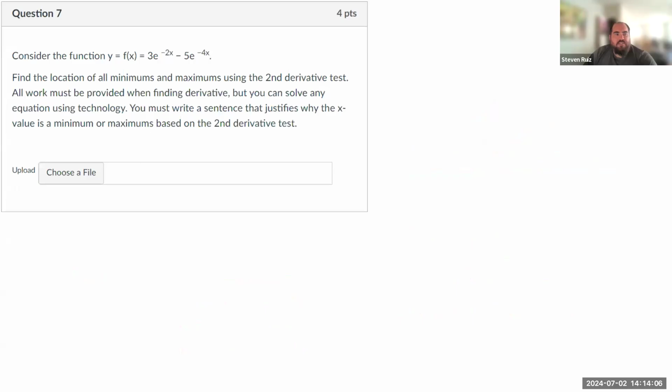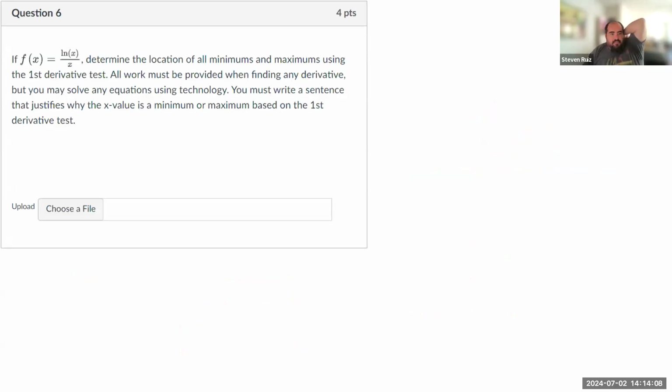Moving on to question 7. Okay. So I'm given a function. I want to determine the location of all mins and maximums using the first derivative test. So that is the only test I'm allowed to use. So let's find the first derivative.